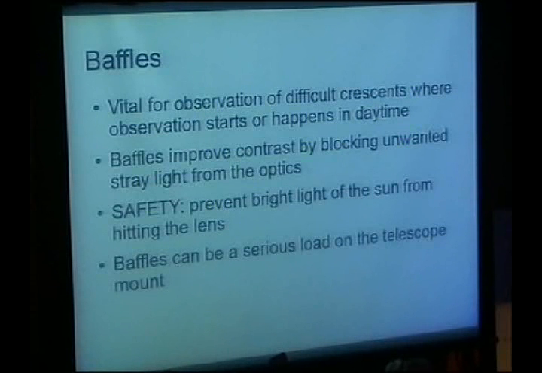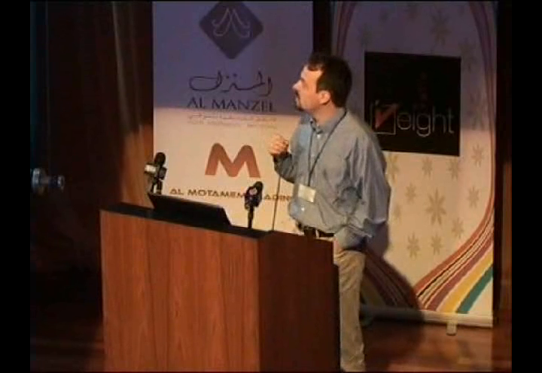Okay. As Jim already mentioned, when you're trying to observe crescents in the evening, and if you're trying to observe difficult crescents, you might start observation during daytime. And then you have the problem that you have the very bright sun very near to your field of view. And that is a serious danger to your equipment. So you should make sure that no light from the sun hits your optics in order to prevent a dangerous heat build-up inside of your telescope. That is a very important issue.